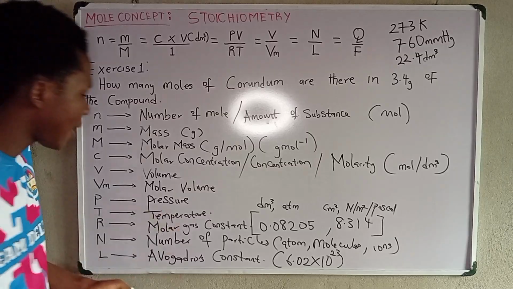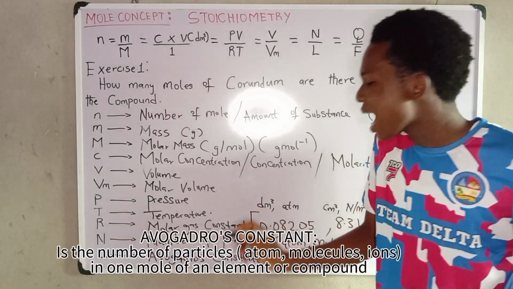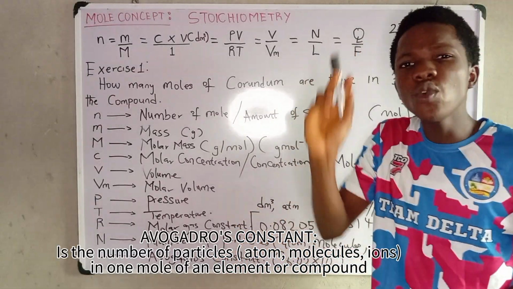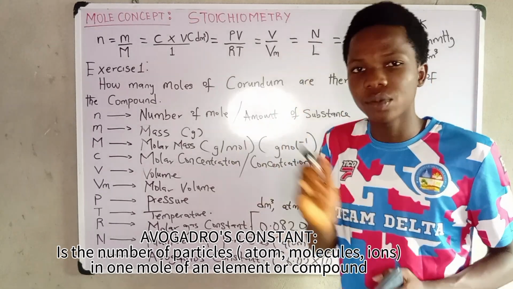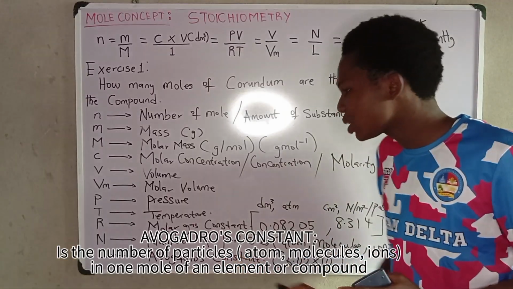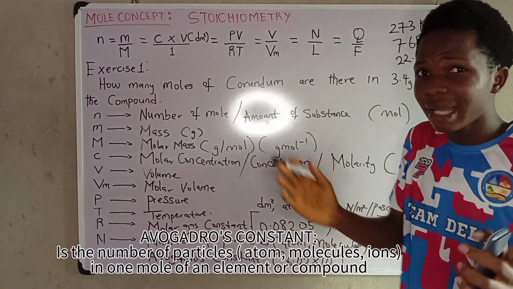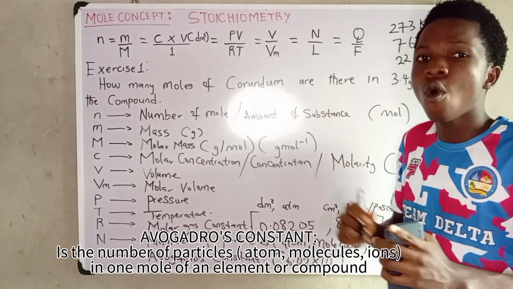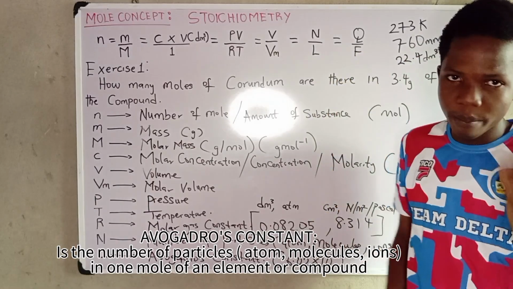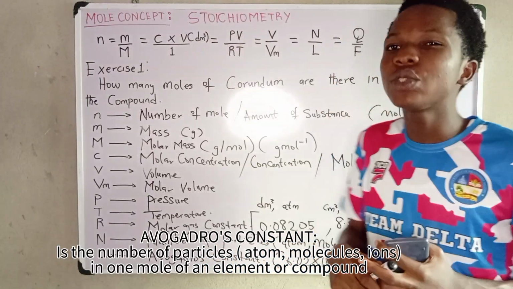So now let me define Avogadro's constant for us. Avogadro's constant is the amount of particles in 1 mole of an element or compound. I come again. Avogadro's constant is the amount of particles. When we say amount of particles, we mean what? Be it an atom, molecule, or an ion of an element or compound. Take note.